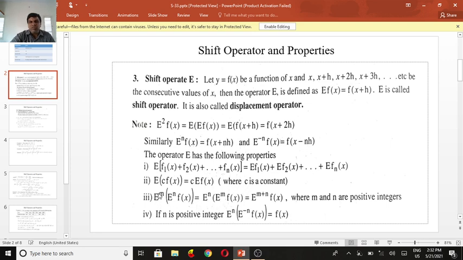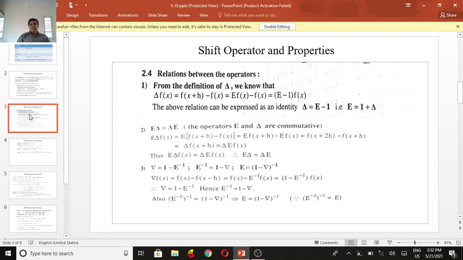Suppose we take E to the power of m, E to the power of n f of x. Certainly we can write E to the power of m plus n of f of x, where m and n are positive integers. If n is a positive integer, so I write E power n, E power minus n f of x. By using the previous third property, if we replace m by minus n, we get E power n minus n, E power 0, which is 1. So E power n, E power minus n f of x is equal to f of x.